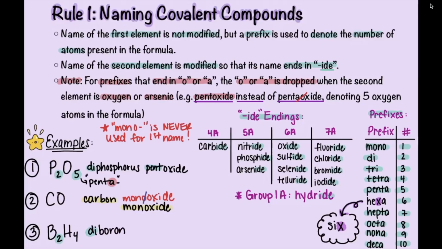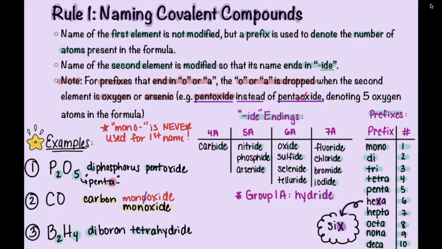What about hydrogen? Well, hydrogen, even though it's in group 1A of the periodic table, is actually a nonmetal. So we're going to give it the IDE ending as we do with the rest of the nonmetals. And because there are 4 hydrogens present, we're going to give it the prefix tetra. So putting it all together, we get diboron tetrahydride.